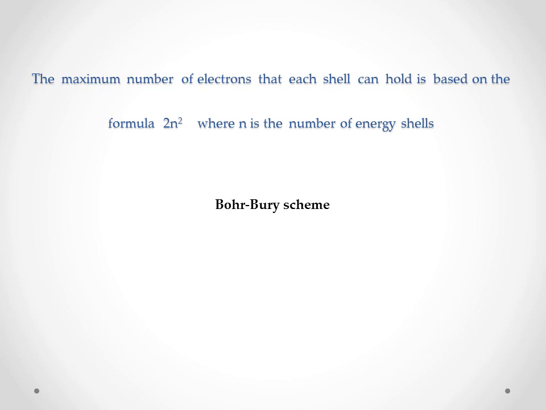The Bohr-Bury scheme gives the rules to be followed for the electronic configuration of elements. The maximum number of electrons in each shell is determined by a formula 2n square, where n is the number of the shell. This 2n square is known as Bohr-Bury scheme as it was given by scientists Bohr and Bury. Based on this 2n square, let us see the number of electrons that each shell can accommodate.